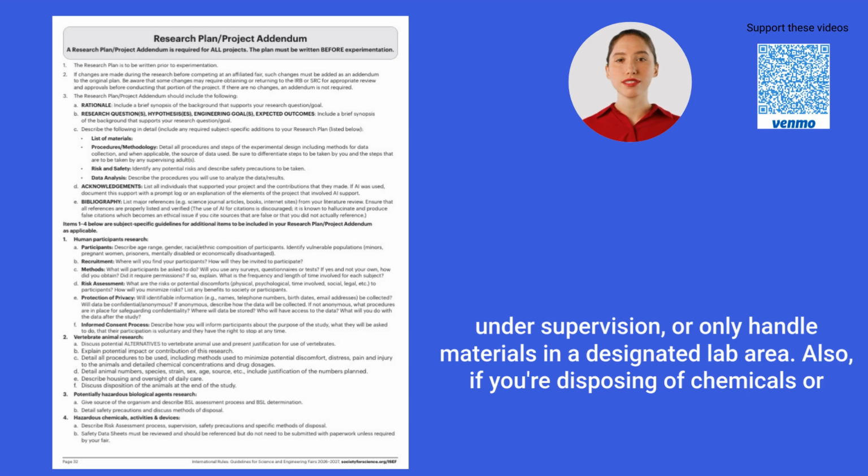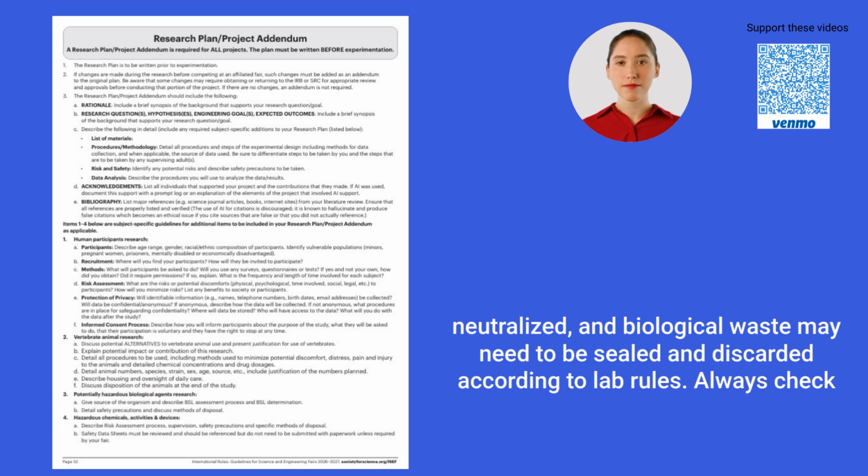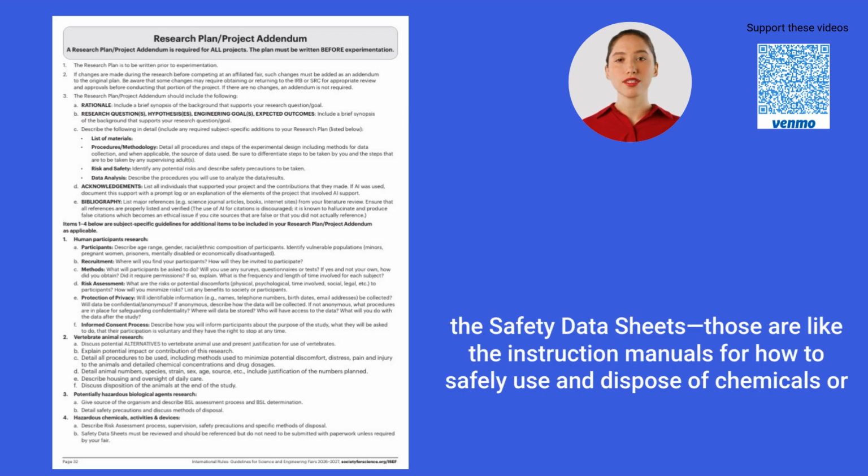Also, if you're disposing of chemicals or biological materials, you need to explain your disposal plan. For example, certain solutions may need to be neutralized, and biological waste may need to be sealed and discarded according to lab rules. Always check the safety data sheets. Those are like the instruction manuals for how to safely use and dispose of chemicals or substances.